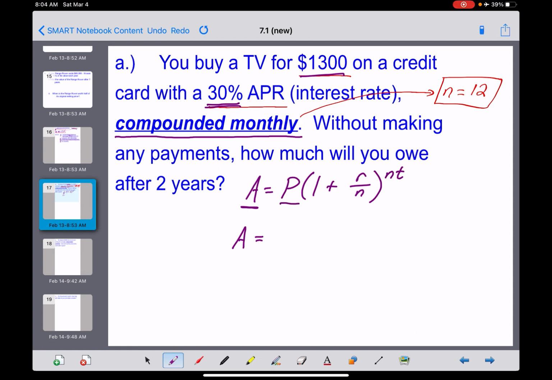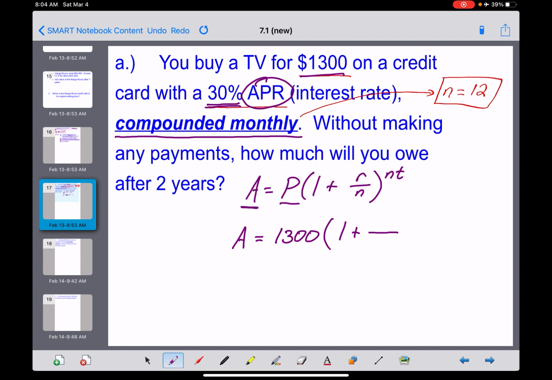P means principal, the amount of money that we took out on this loan. That was $1,300 that we borrowed from Best Buy. Then in parentheses, let's work on the base of our exponent. 1 plus, and here we go. R is the annual percentage rate. That's what APR stands for, guys. Annual percentage rate of 30%.